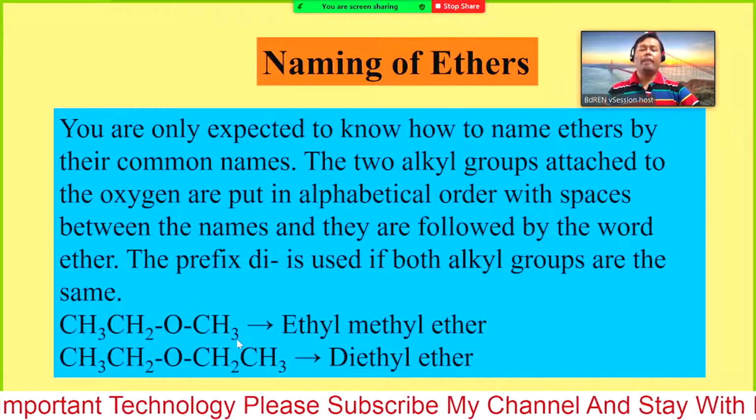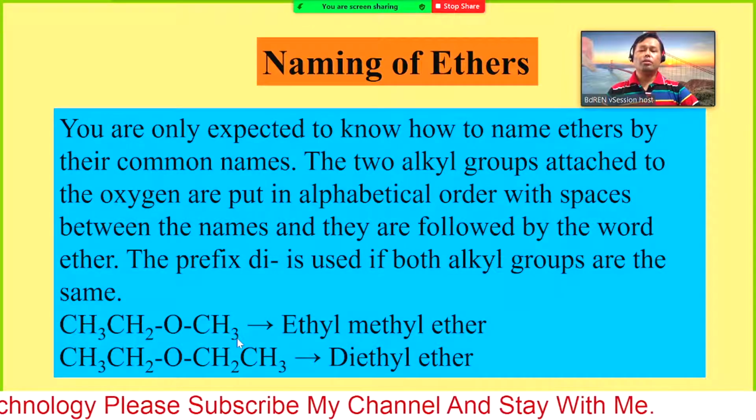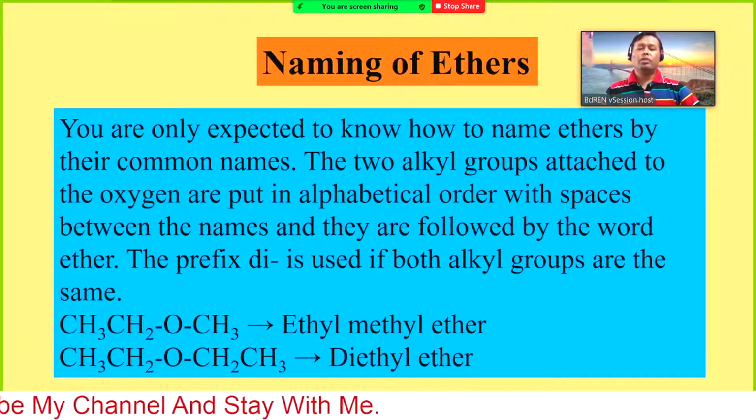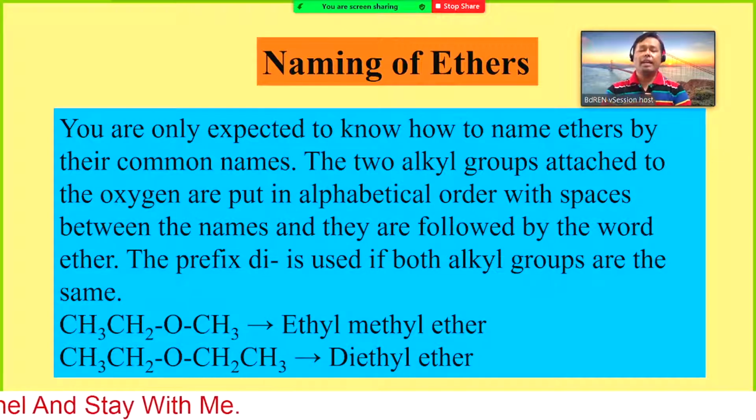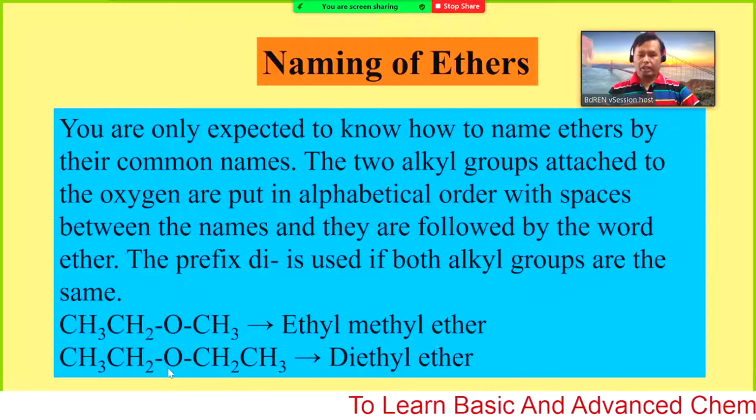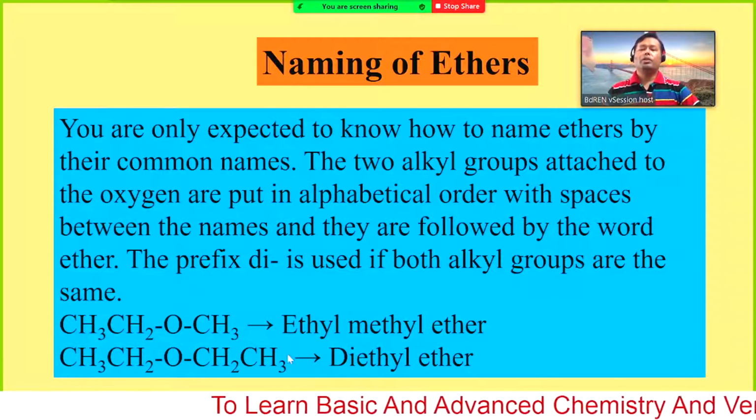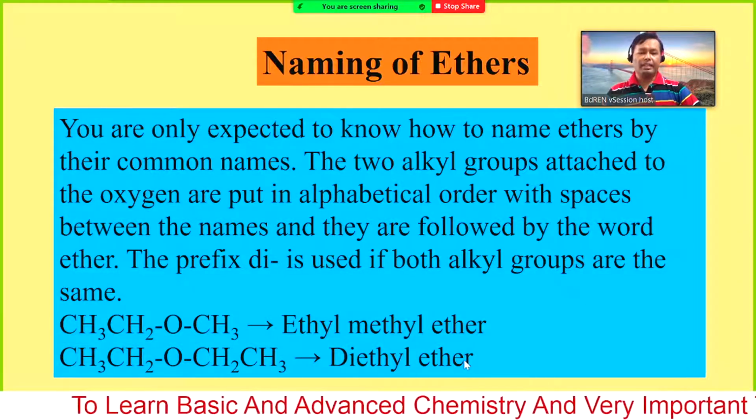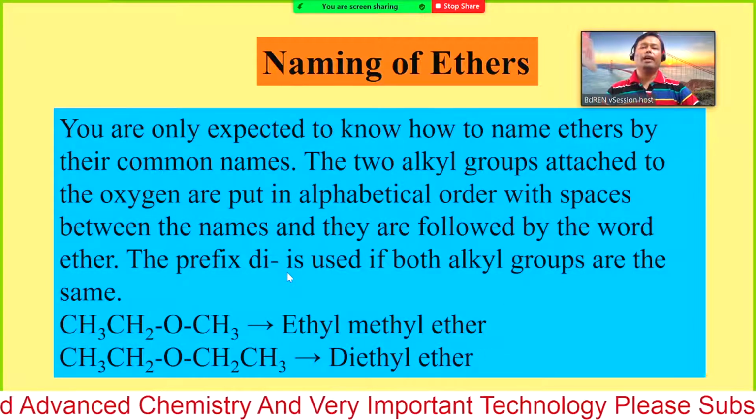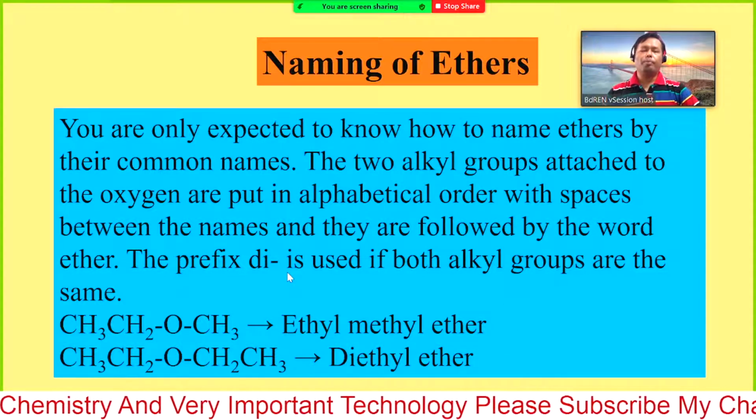We cannot have more than two groups. If we have the same groups attached to the ether, in that case we need to write di and then the group. So we have two ethyl groups in this ether compound, so we should write diethyl ether. So that is the simple name of the ether, how we can name the compound ether.